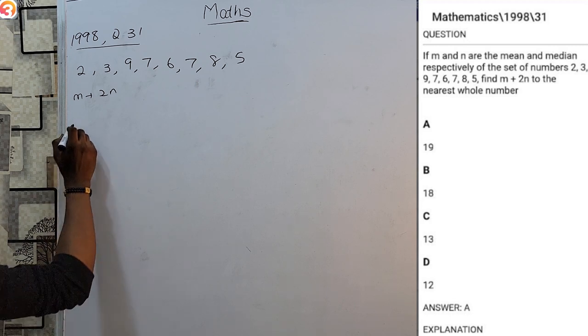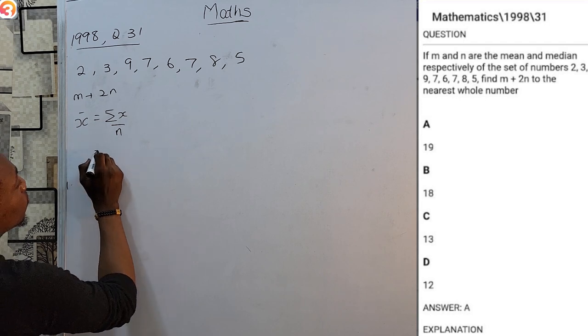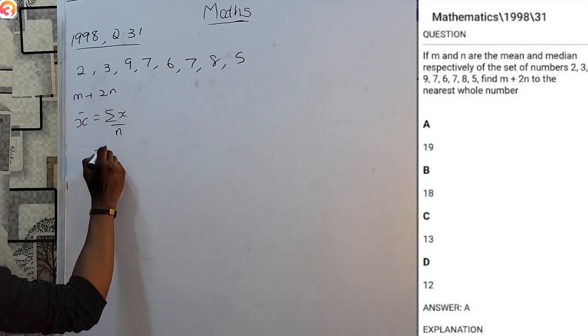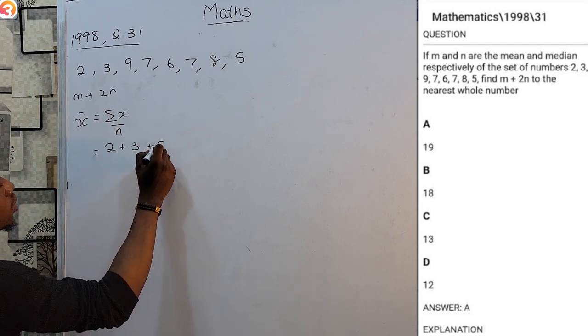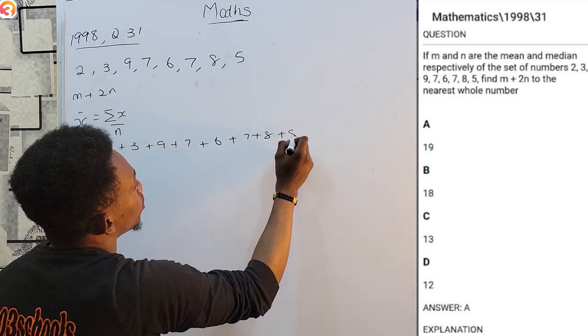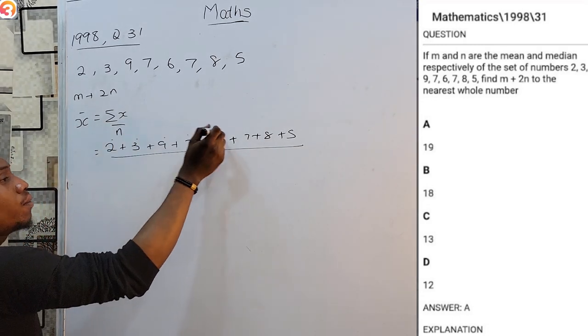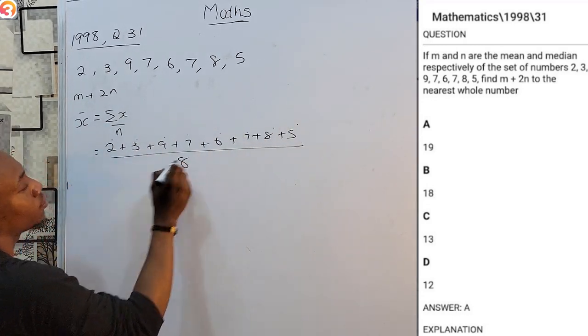Let's find the mean first. We know that mean is summation x over n. So let's add up the numbers: 2 plus 3 plus 9 plus 7 plus 6 plus 7 plus 8 plus 5. How many numbers are there? 1, 2, 3, 4, 5, 6, 7, 8.